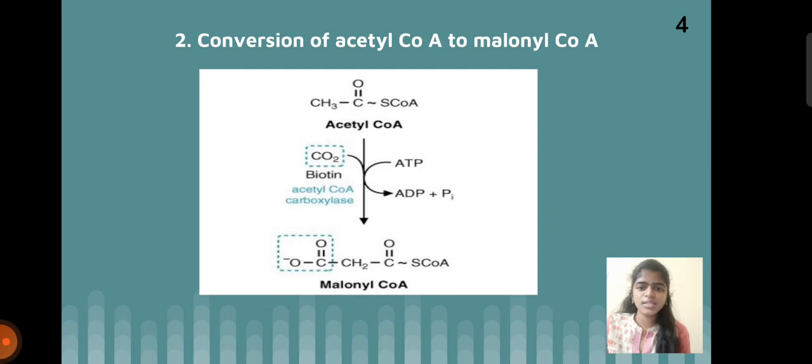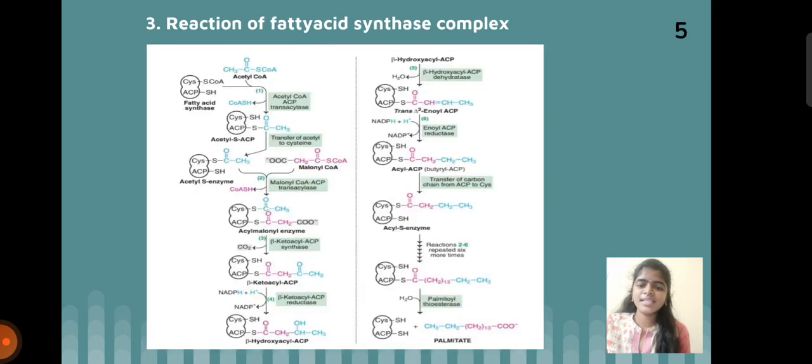Let's now discuss the third step, which is the reaction of the fatty acid synthase complex. Here, fatty acid synthase along with the acetyl-CoA forms acetyl-S-ACP by the enzyme acetyl-CoA ACP transacylase and also releases CoASH. Here the acetyl-S-ACP, by the transfer of the acetyl to cysteine, forms the acetyl-S-enzyme. The acetyl-S-enzyme along with the malonyl-CoA is formed into acyl malonyl enzyme by the enzyme malonyl-CoA ACP transacylase and also releases CoASH.